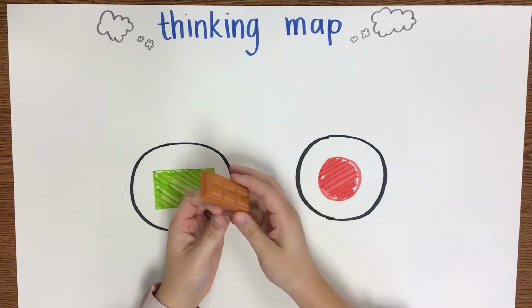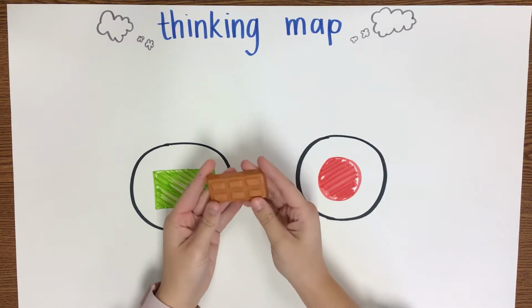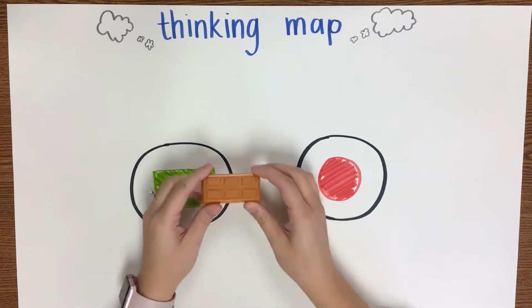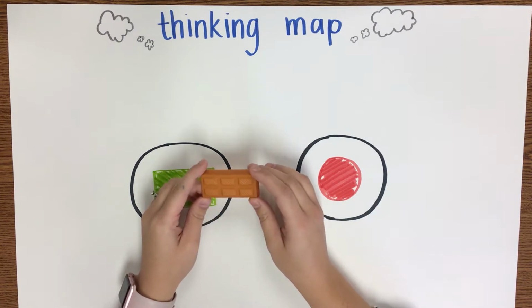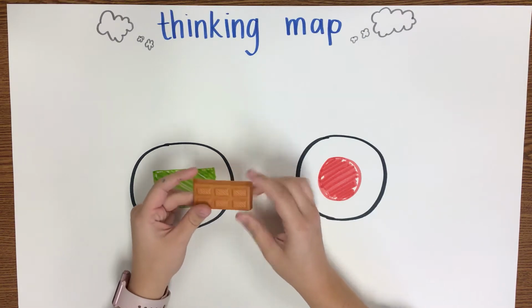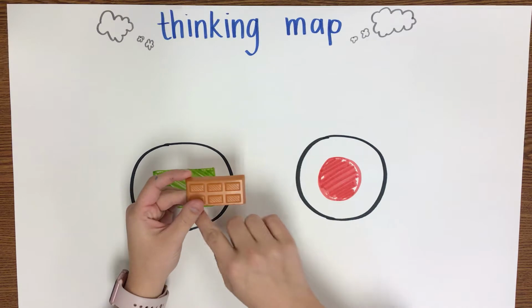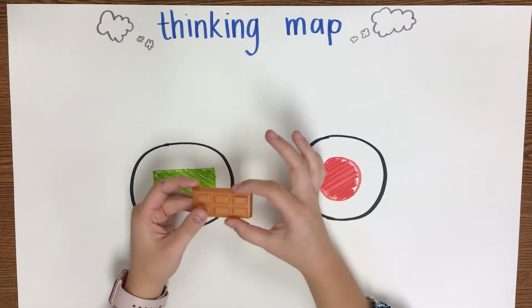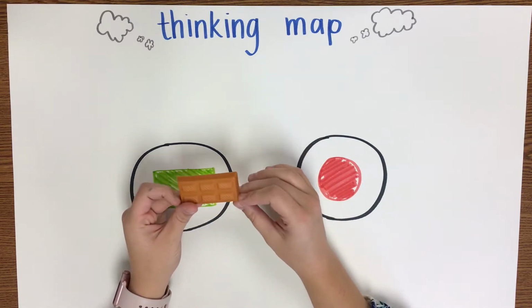This is a pretend chocolate bar from the play food I have in my classroom. I know it's a rectangle because it has 1, 2, 3, 4 sides, and 2 sides are longer than the other sides.